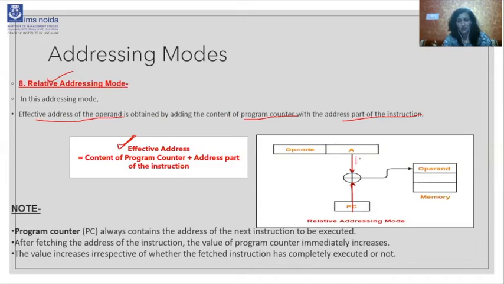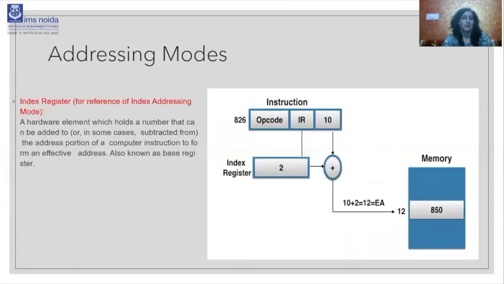Suppose the address part contains the address 101 and the program counter contains 05H, where H means hexadecimal value. So 101 plus 05 will be 106. The addition of both is 106, so this is the new address. At this new address the operand is found. This is called the relative addressing mode. Clear? Now the next is index addressing mode.